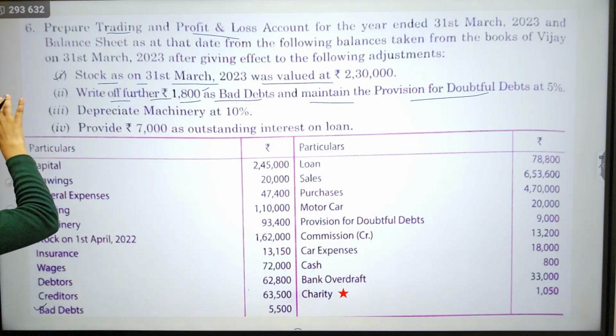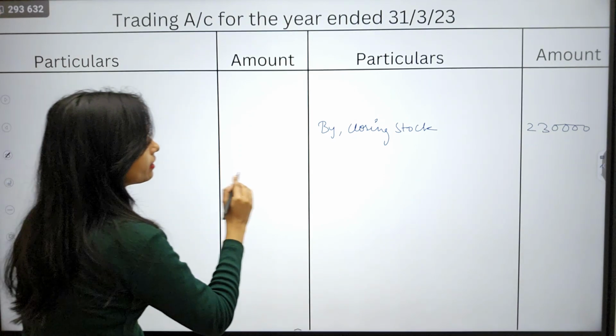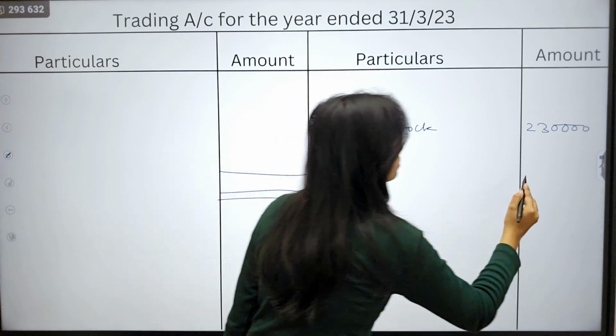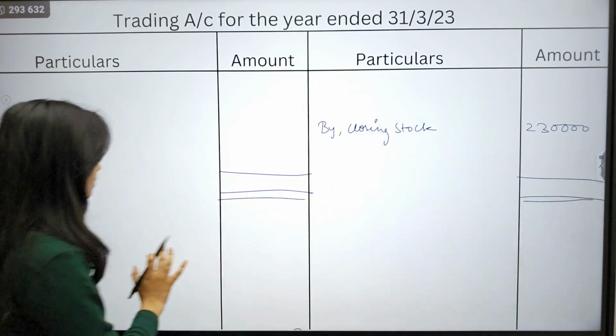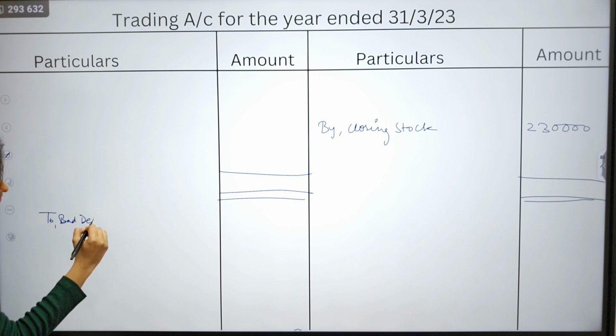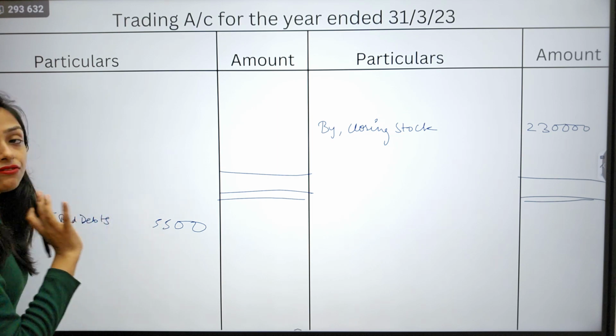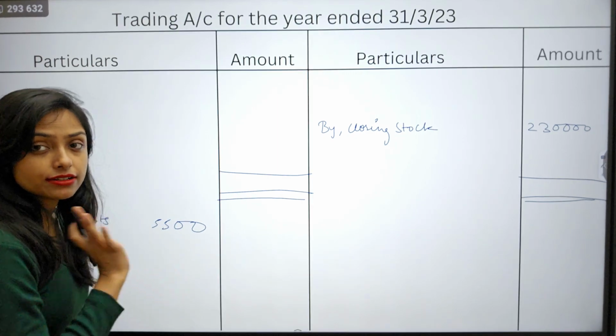So first we will adjust this 5,500 rupees. Where are we going to write this? Suppose my trading account is ending over here. So I will write here, to bad debts. First I will write whatever is given inside the trial balance, that is 5,500. Only once I have to adjust this. So I have written it in the P&L.